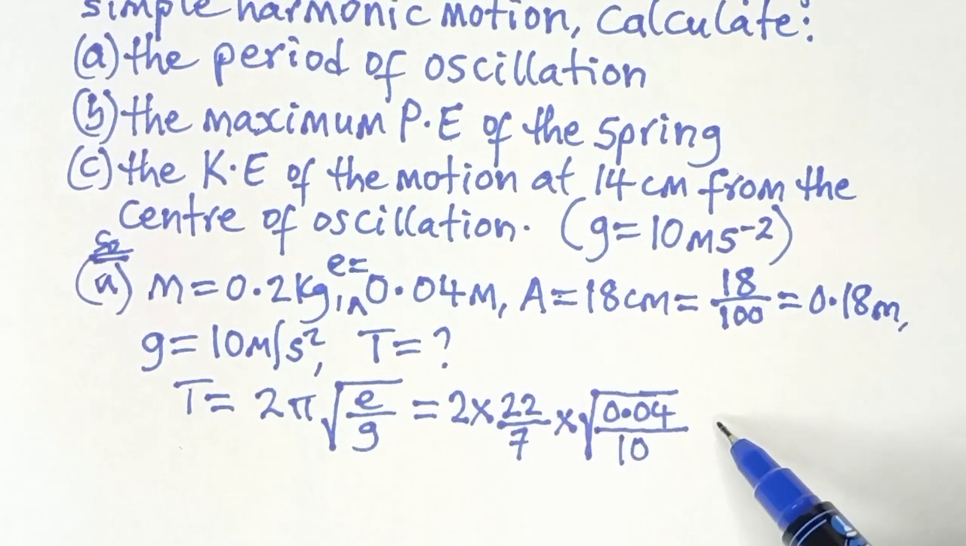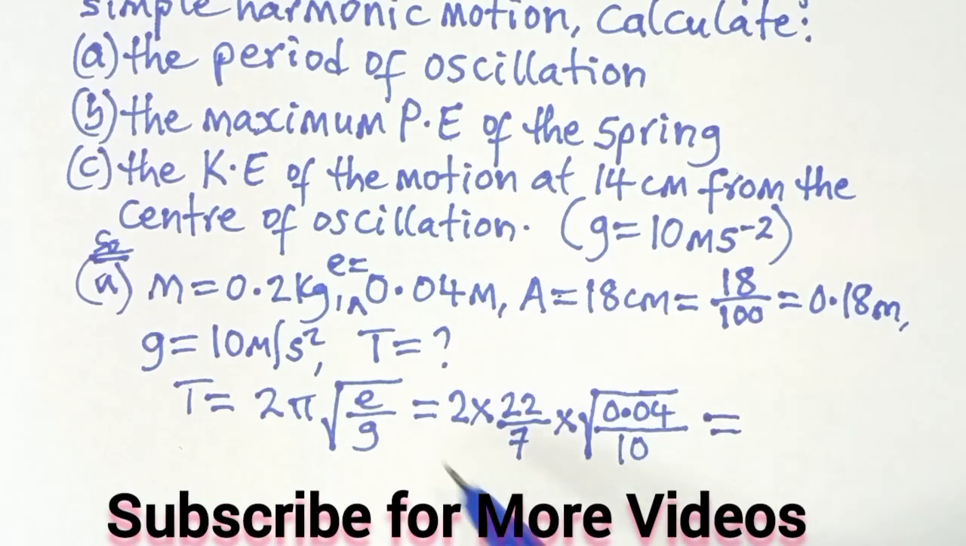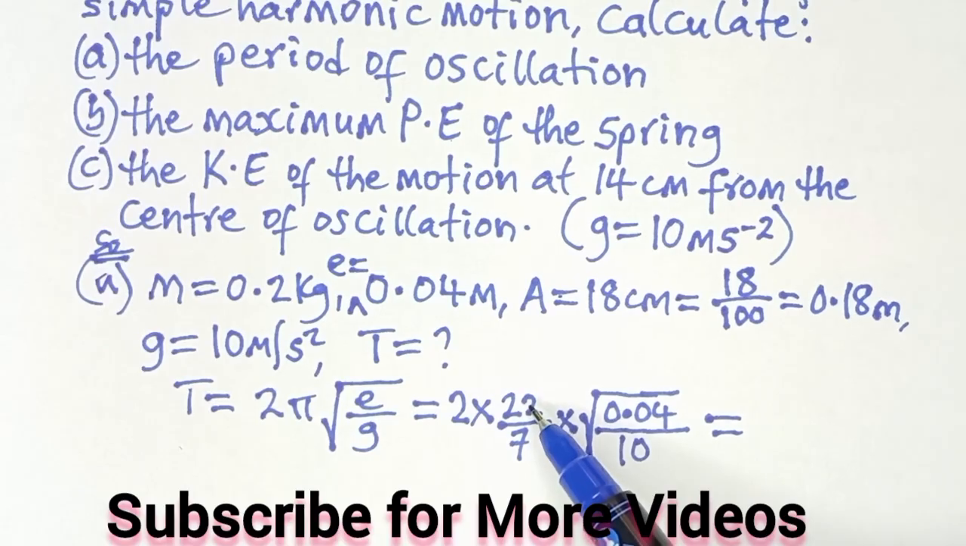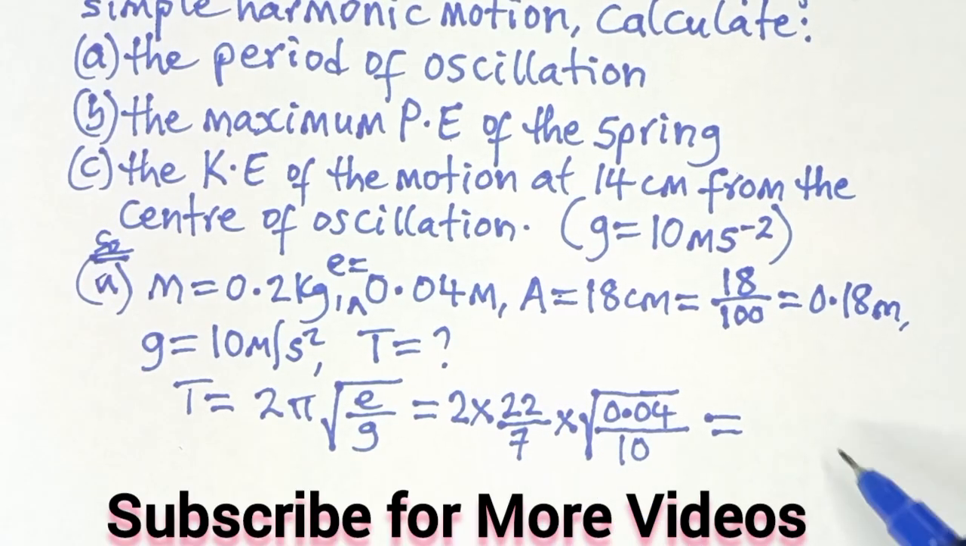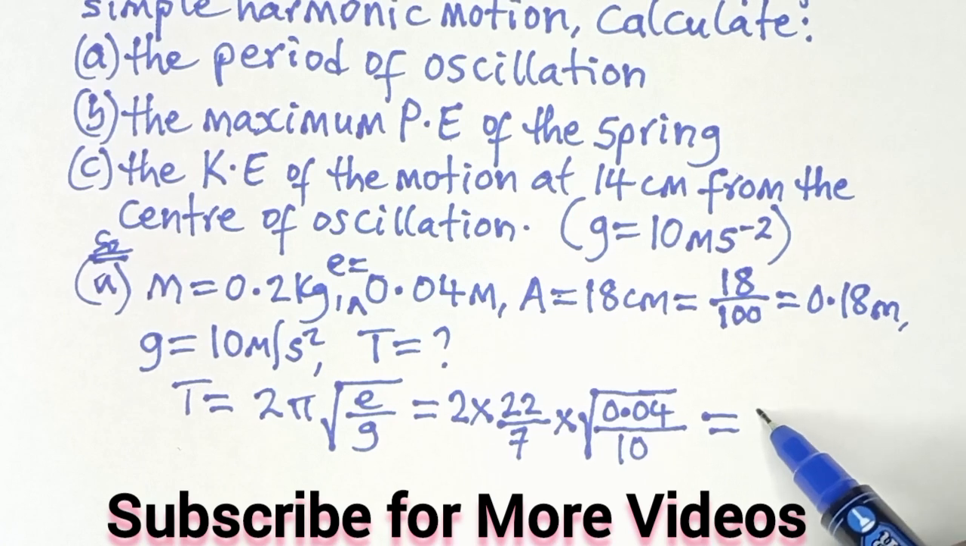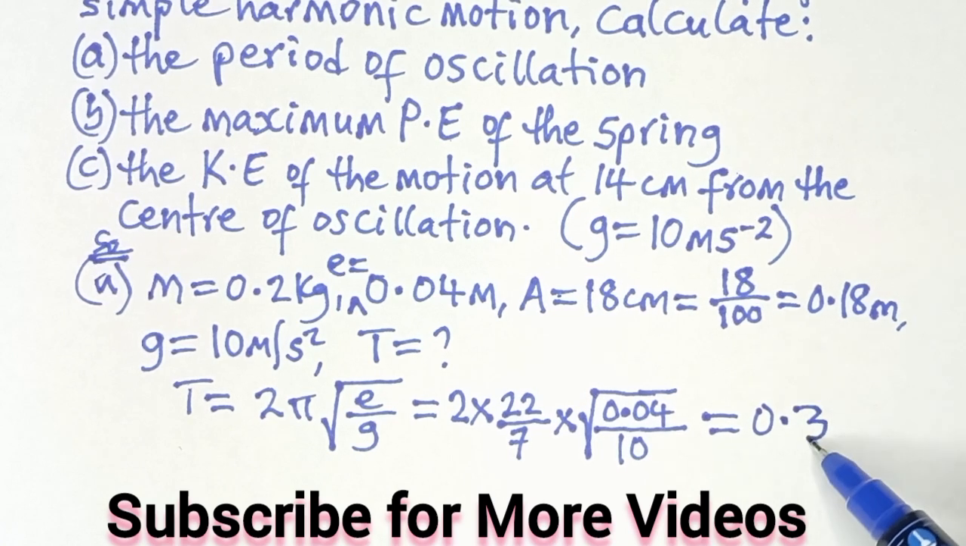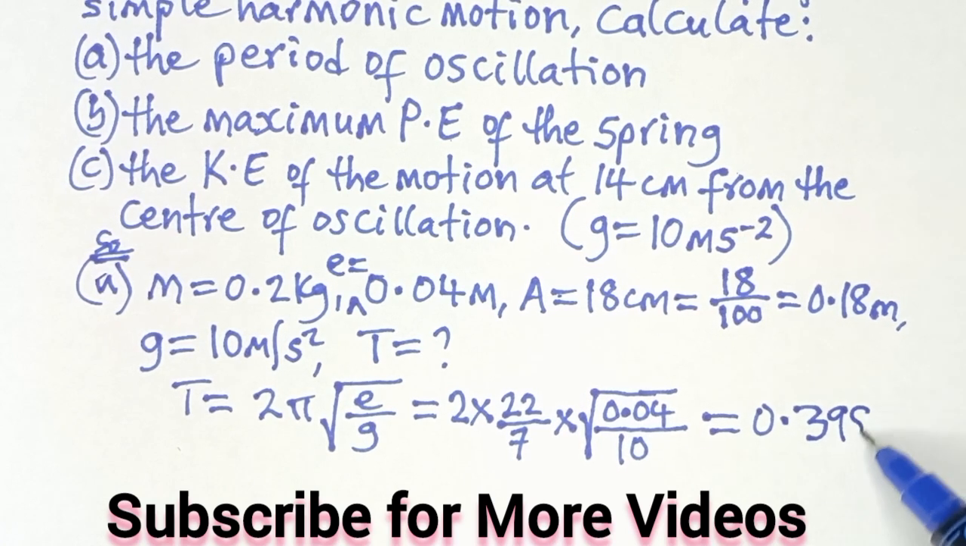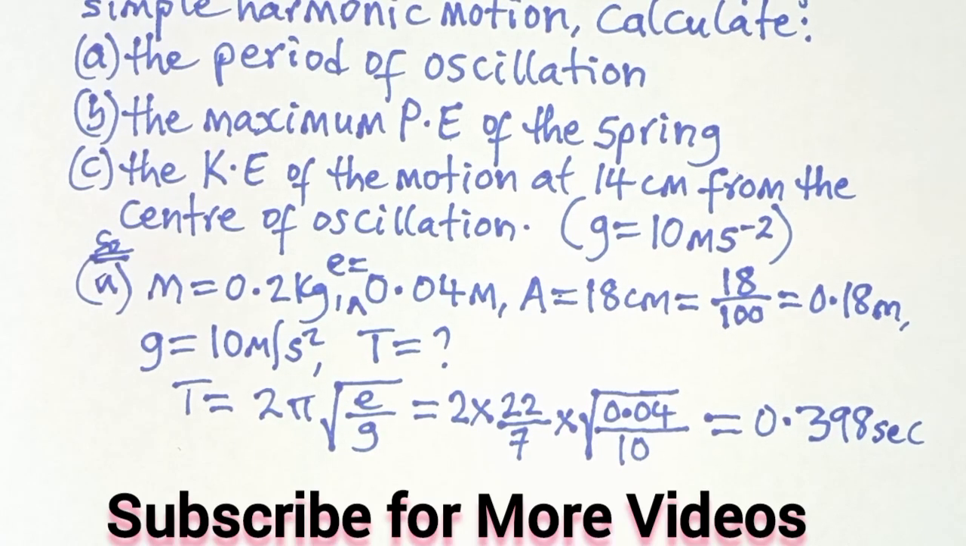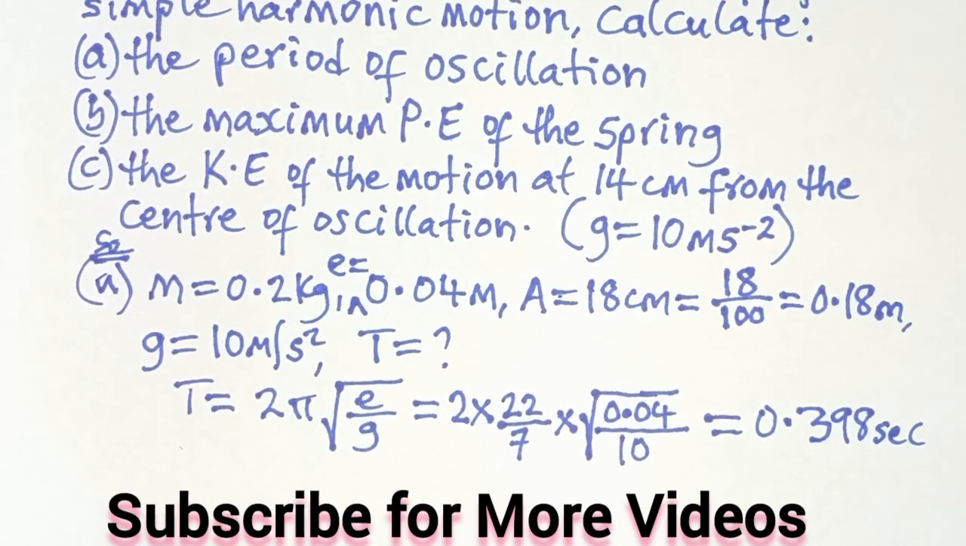So by the time we multiply all these values, divide this by this, look for the square roots, multiply by 22 and 2 and divide by 7, we are going to get the final answer for the period as 0.398 seconds. So that is the period of the spring. So we are through with question A.